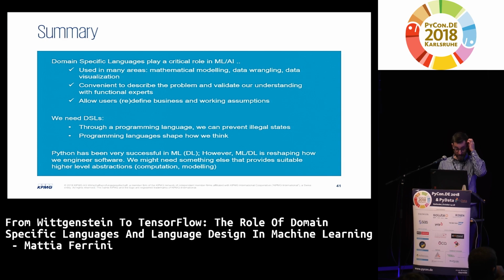And yes, Python has been very successful in machine learning. However, machine learning and deep learning are reshaping how we do software engineering. And that's also part of our research at KPMG: we try to think whether we could get to something that provides higher level abstractions for computations first, and then, as we saw, modeling.